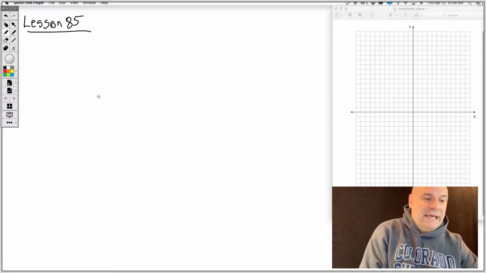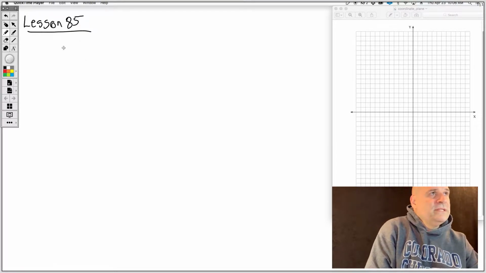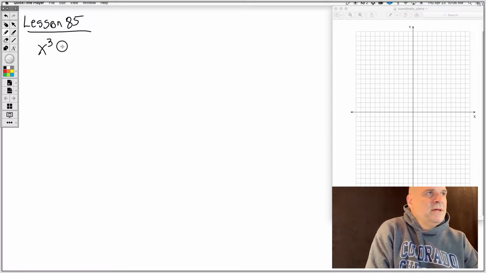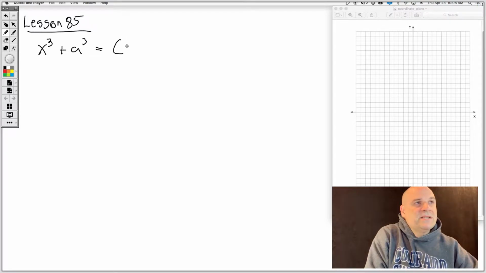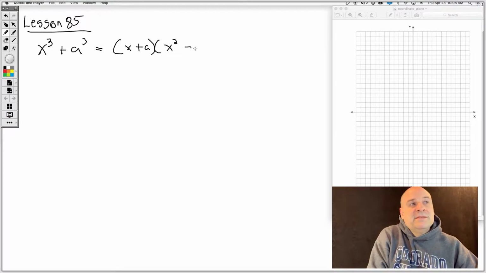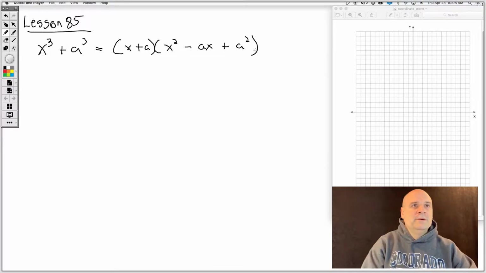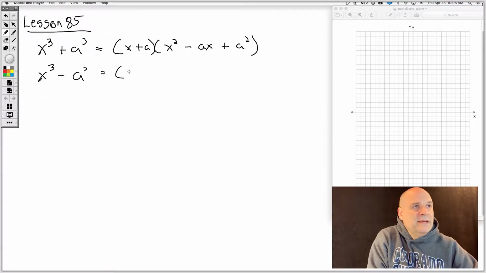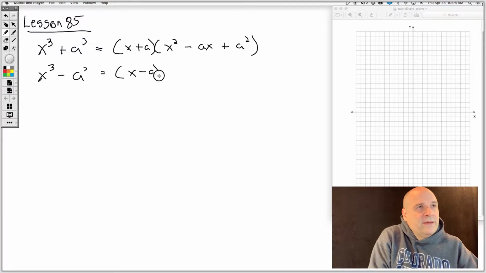So let's say we've got a cubic polynomial. We talked about this in the past. If we have x cubed plus a cubed, that's just x plus a times x squared minus the product a times x plus a squared. And if you have a difference of cubes, x cubed minus a cubed, it's factored this way: x minus a, and then x squared plus ax plus a squared.